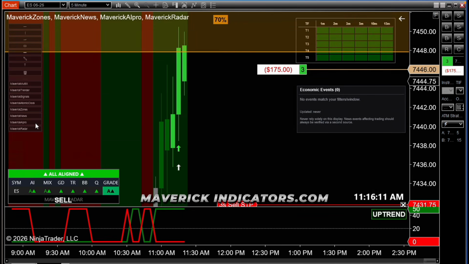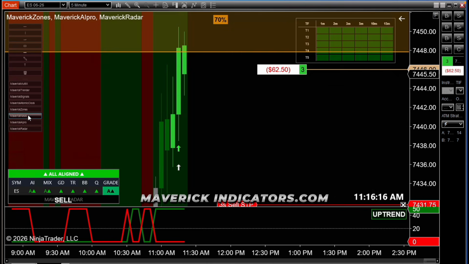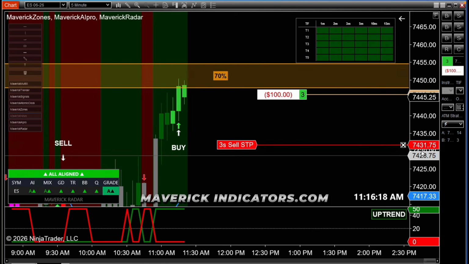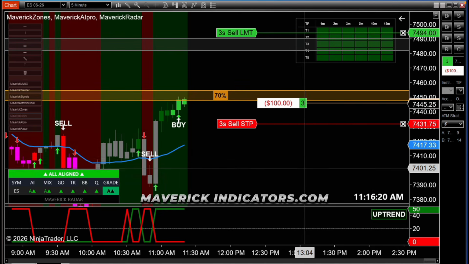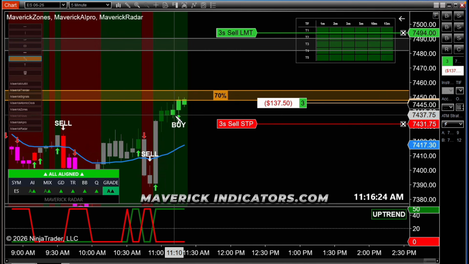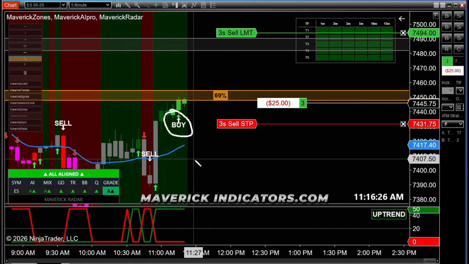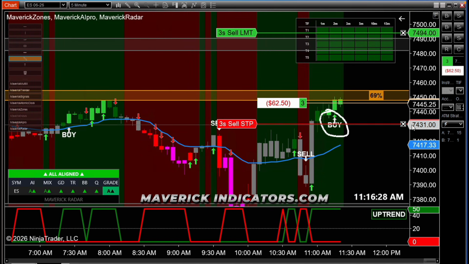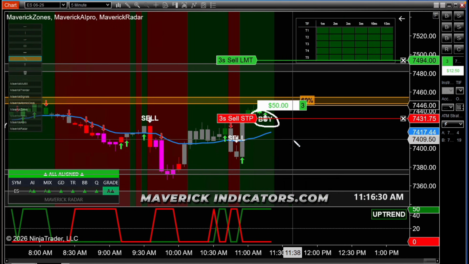The Maverick News will pick up all the news events for the day that could affect the futures market. Okay, so we'll turn that off. Pretty cool. I like getting this buy signal right here. You can see the market has been pretty choppy. But man, you had a beautiful sell signal right off the open.